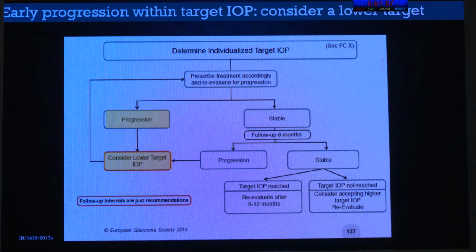Now early progression within the target IOP: even if you have set the target IOP, if there is progression, get the pressure down again. So in that case, either you can switch the drug. Supposing the patient is on a prostaglandin analog, you can switch the treatment between the prostaglandin analogs, from latanoprost to travoprost or to bimatoprost, before you step up therapy and add another drug.